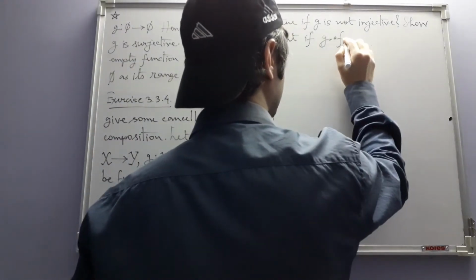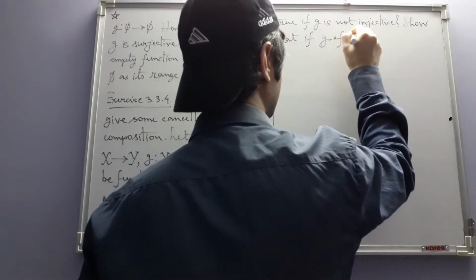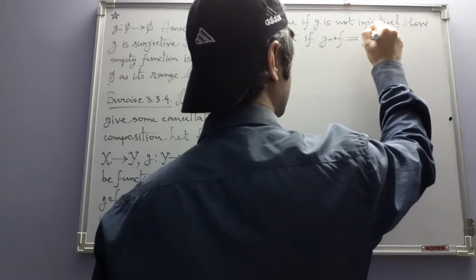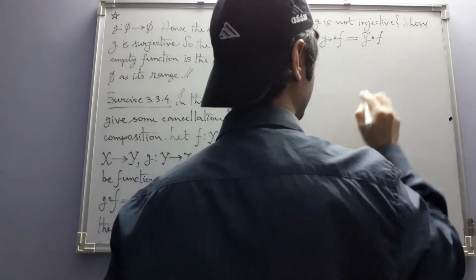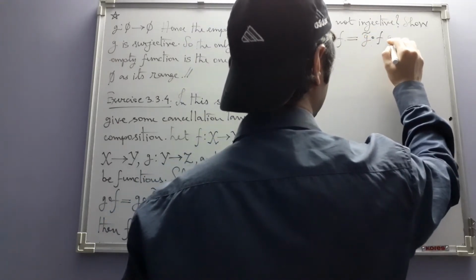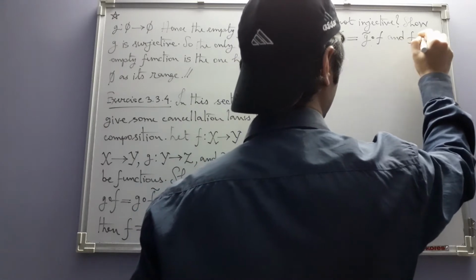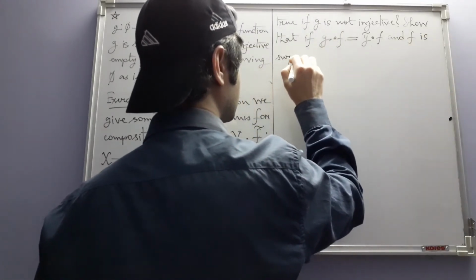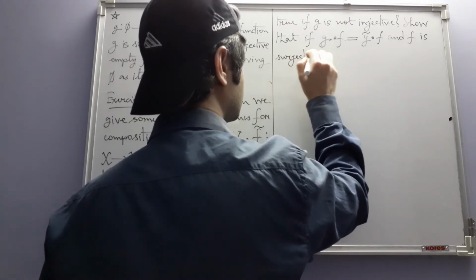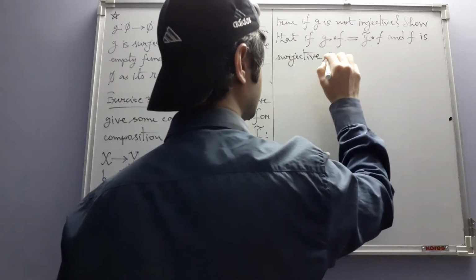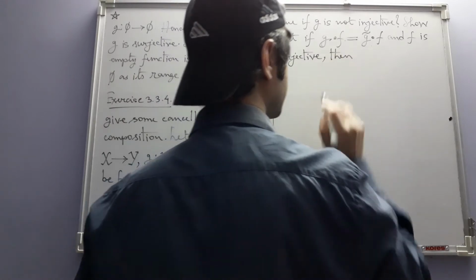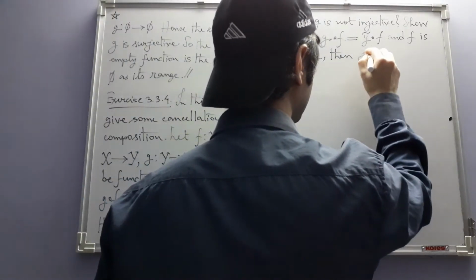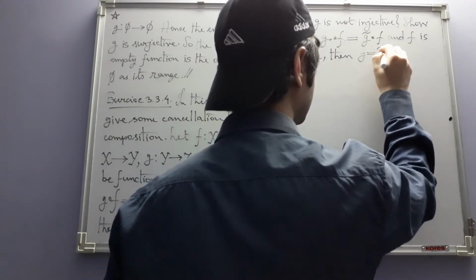So it is given that G composition F is equal to G tilde composition F, and F is surjective, then we can cancel F from both sides to conclude that G is equal to G tilde.